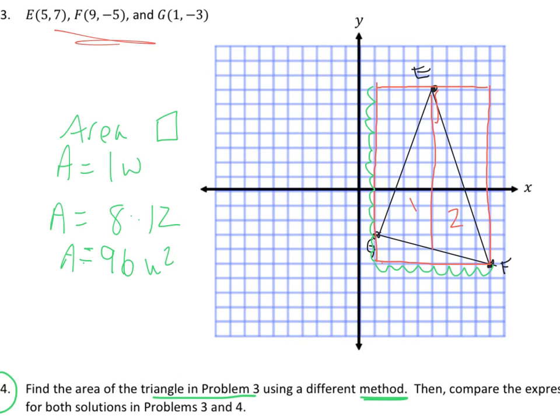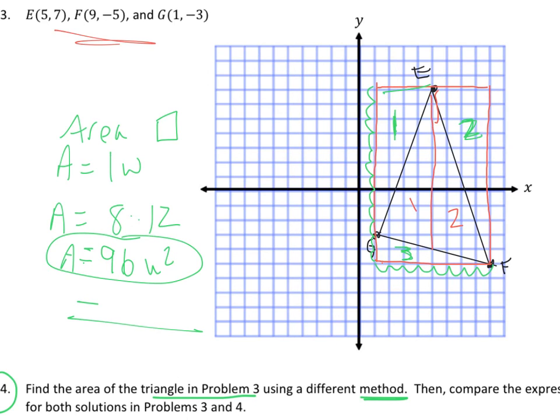Now I can go through and I can find the area of this triangle, and this triangle. And once I find those 3 areas, I can subtract it from this 96. And that's going to give me the leftover piece, which is our triangle that we drew in the middle. That's an alternative way to do it.